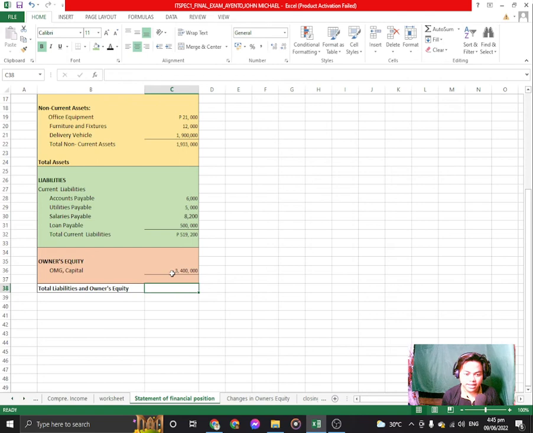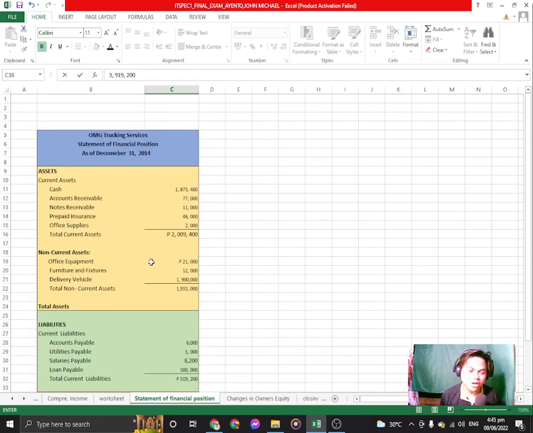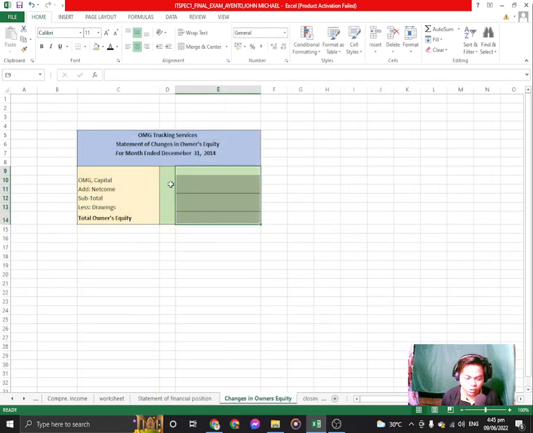519,200. And then the 3,400,000. So the total is 919,200 pesos. Okay, that is the statement of financial position as of December 31, 2014. Okay, let's move to the changes in owner's equity.